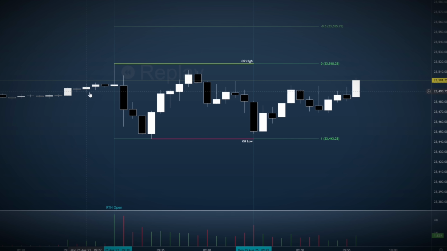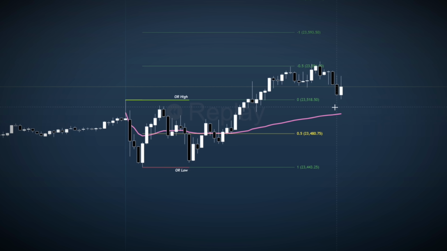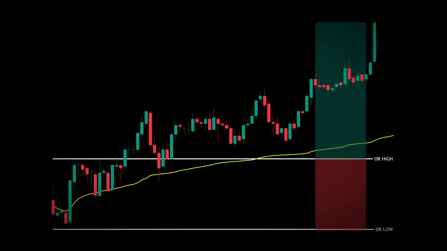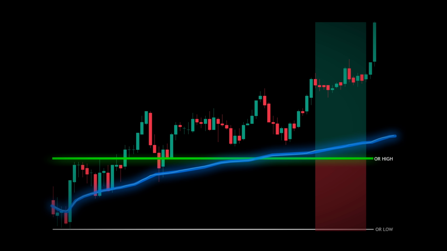Now for the strategy. Once the opening range is set, the 15 minutes, we wait for a breakout. But instead of taking every breakout, we apply one key institutional filter, the VWAP alignment. So we go long if price breaks above the opening range high and is above VWAP. This filter avoids false breakouts and aligns us with the institutional momentum.